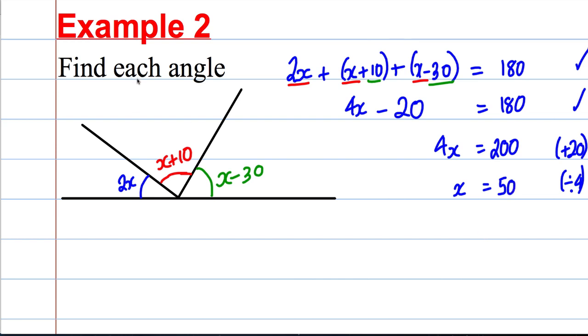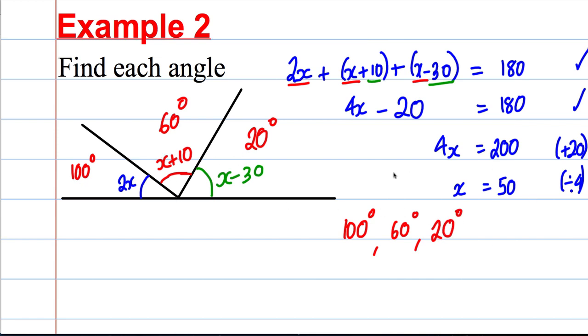It says find each angle. So we found our x here, that will get us the 3rd mark. To find each angle, we substitute back in. 2x would therefore be 100 degrees. Okay, x plus 10 would therefore be 60 degrees, and x subtract 30 would therefore be 20 degrees. Do they add up to 180? They do. I've done it right. So the angles, label the angles, are 100 degrees, 60 degrees, and 20 degrees. The picture doesn't look very accurate, however, the algebra's worked out like that. So make sure you read the question.